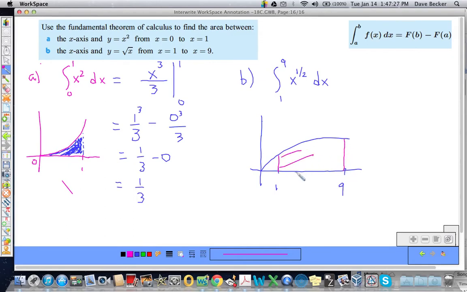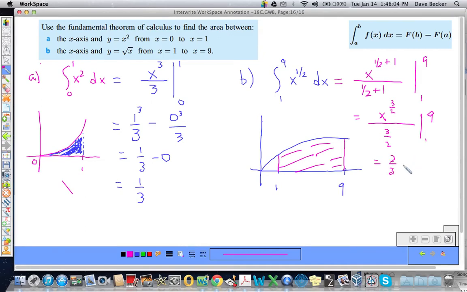All of this. So that's going to equal, the antiderivative is going to be, using our power rule, x to the 1/2 plus 1 over 1/2 plus 1, evaluated from 1 to 9, which equals x to the 3/2 over 3/2, evaluated from 1 to 9, which equals 2/3 times the square root of x cubed, evaluated from 1 to 9.